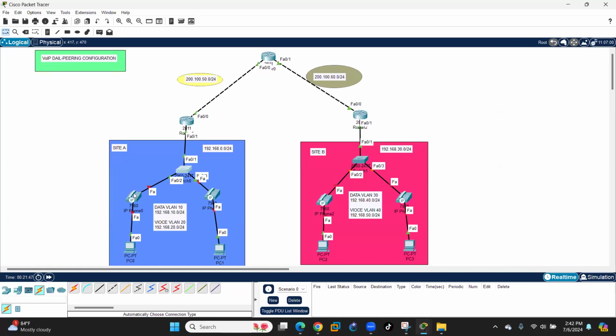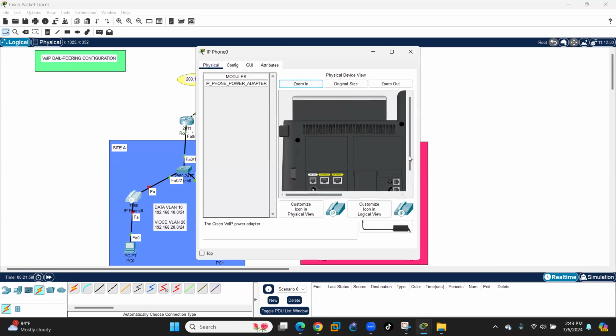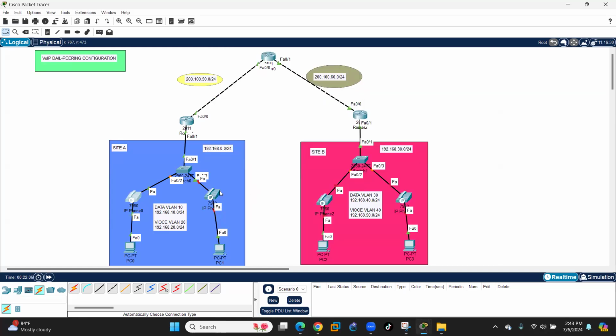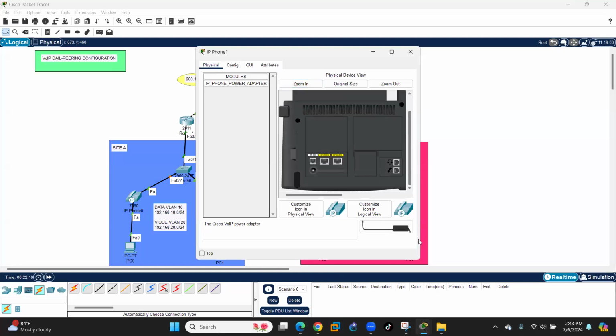So let me go to the phone. You can see it's still red because the phone has not been powered on. So to power on the phone, you have to take the cable, I think, plug it here. Yes. Take the cable and drag the power cable.